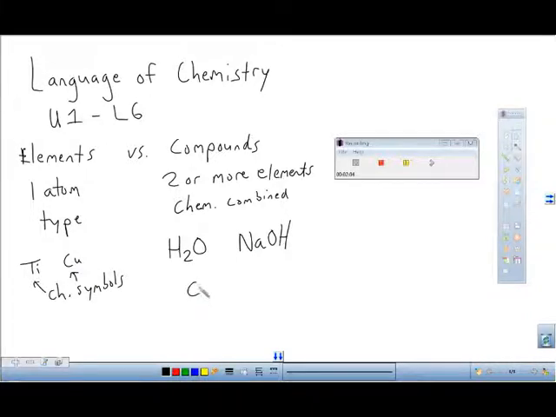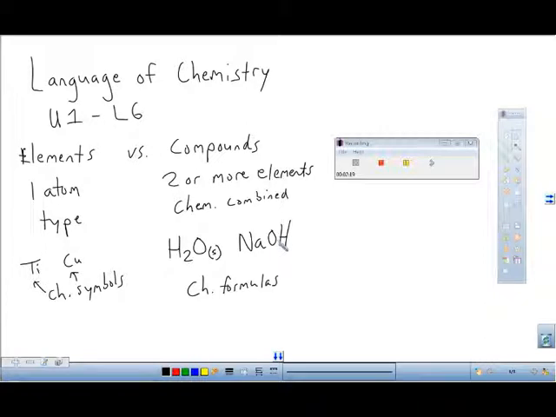And then we can have things like chemical formulas. And chemical formulas represent compounds. So here's water. Water's chemical formula is H2O. And if it's a solid, let's say it's ice, solids have an S in parentheses, saying it's a solid.